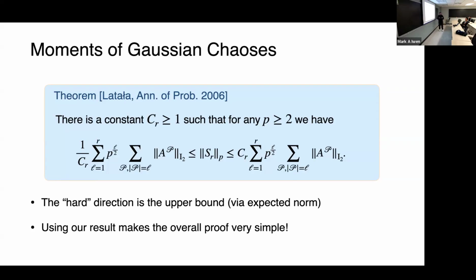What is really complicated, at least in the original proof, was bounding that expected injective norm. When we plug in our bound, it recovers Latała's result. Since the proof of our main result is quite straightforward, we get a very straightforward proof of the entire argument, at least if you ask me.